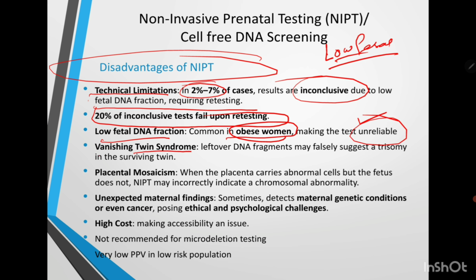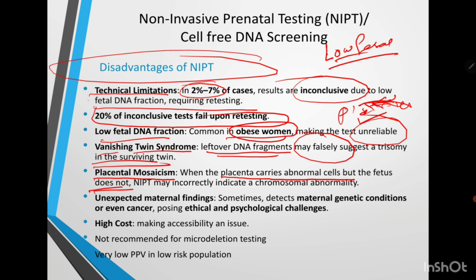If there is vanishing twin syndrome, the leftover DNA fragments may falsely suggest trisomy in the surviving twin, because the vanishing twin has already been damaged, with degenerating, apoptotic trophoblast that circulates in the maternal blood, so that will falsely suggest trisomy in the surviving twin. Placental mosaicism is when the placenta carries abnormal cells but the fetus does not. If the placenta has mosaicism, the cell-free DNA comes from the trophoblast of the placental tissue, so it will carry abnormal cells, but the fetus does not have this, so it will incorrectly indicate a chromosomal abnormality.